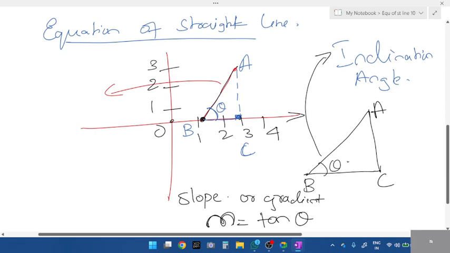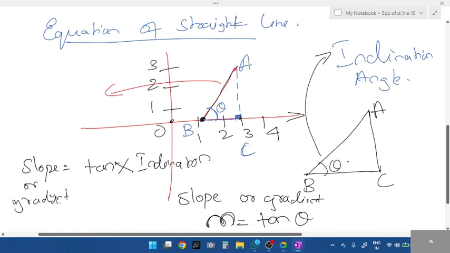Along with tan, we use inclination. Slope is nothing but tan of the inclination, or the angle. That is the meaning of slope or gradient. So don't get confused: whenever they give slope or gradient, both are the same. The formula is tan of the angle, so basically tan theta, students. That gives the M value. If they tell you to find the slope, this is the first way. Is this clear? All of you understood?